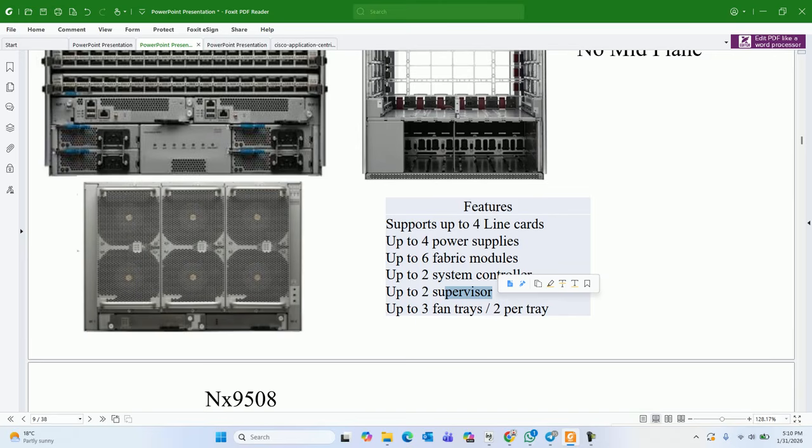No, we don't have to configure it. We don't need to interfere here. It will automatically go to the redundant one. Okay.